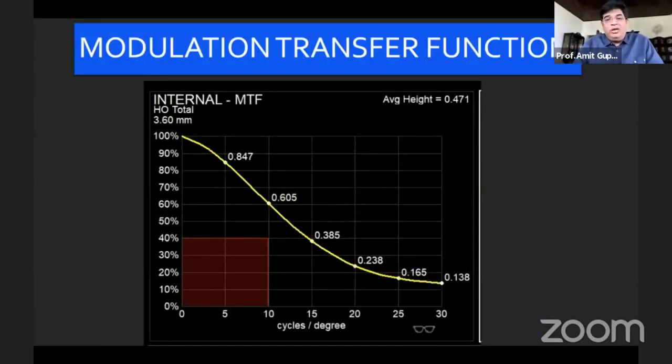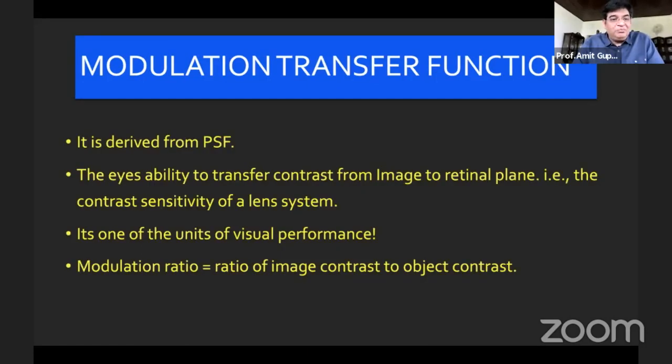Then coming to the modulation transfer function. So this is a typical modulation transfer function chart. Now, what does it tell us? What do we understand by that? It is derived from the point spread function. And in very simple terms, it is the ability of the eye to transfer the contrast from the real image to the retina, what the patient is seeing. So it's a very, very important unit of visual performance.